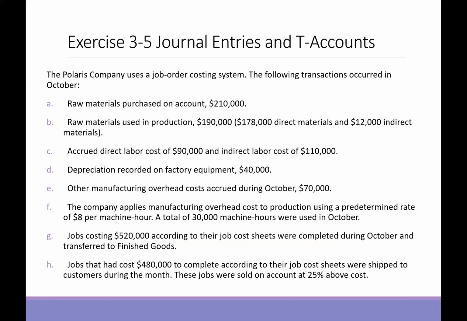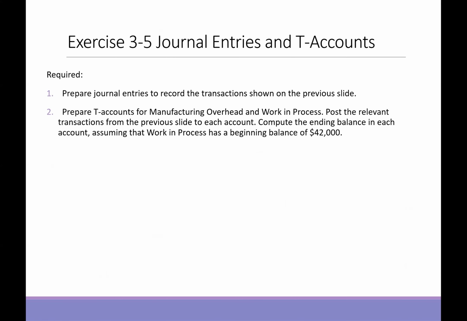So here's an exercise to help us understand the flow of the journal entries. Here are the following transactions that occurred in October. Prepare journal entries to record these transactions, and then we'll also prepare a T account so we can see how this flow occurs. It's letting us know that work in process began with a balance of 42,000 in that account.